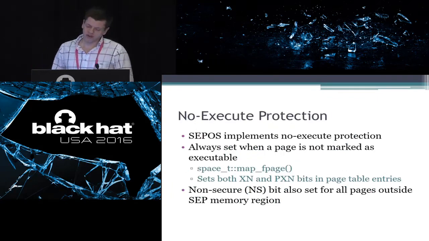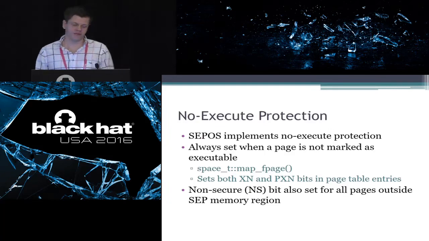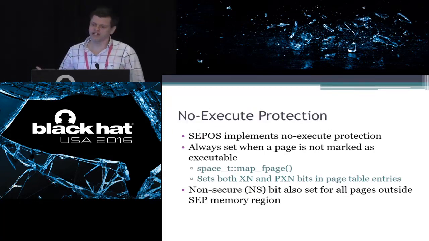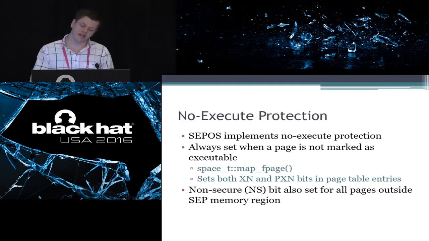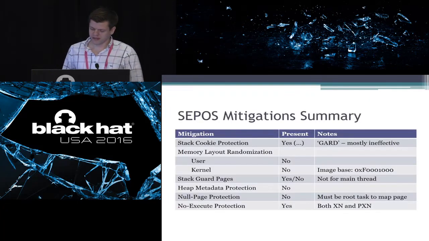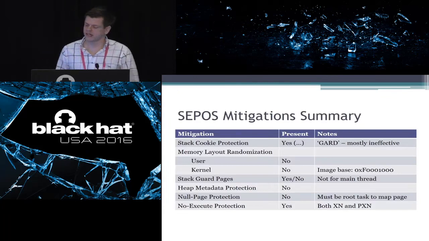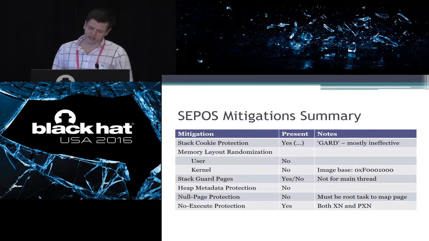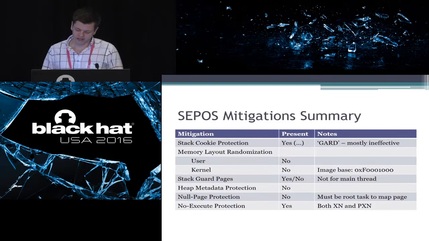Finally, SEPOS actually does something a lot of L4 implementations do not: it supports XN and PXN. Whenever a page is not explicitly marked as executable, it sets these bits in the page table entries. It also sets the non-secure bit for all pages outside the SEP memory region. So this is a mitigation summary of SEPOS. In some regards, it does offer some protection, but in most cases, like address space layout randomization, heap metadata, and stack cookies, it does not really meet up with the modern operating system trends we see today.